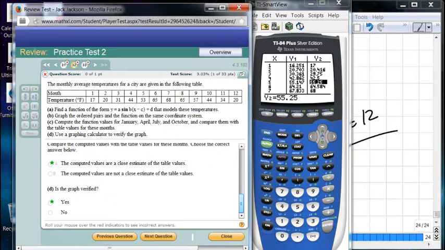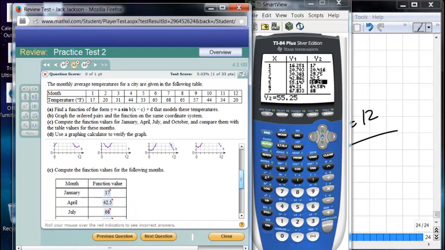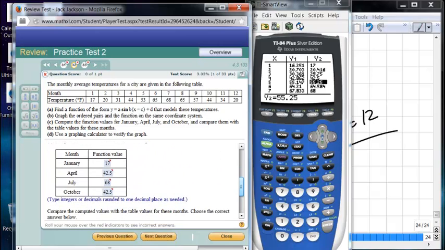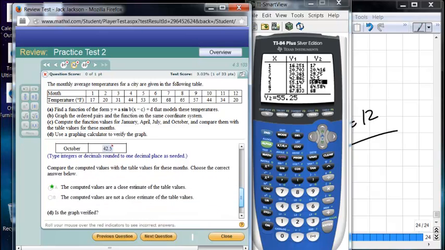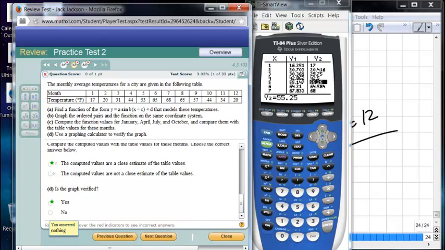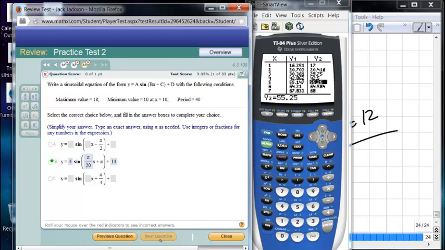Well, certainly the computed values are quite close. A couple of them are straight on. January and July were the same. April and October were not the same, but close. So is the graph verified? Yes, it is.